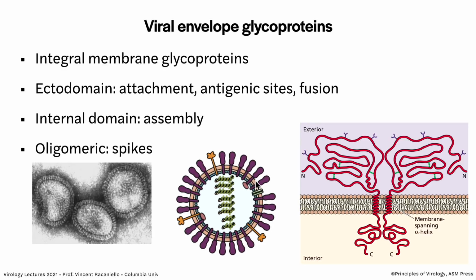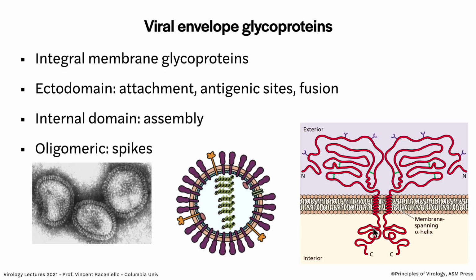But these are integral membrane proteins shown here schematically. We have a bilayer with an exterior part of the protein and a transmembrane part, and then a part that would be in the interior of the cell or the virus particle. And that part is important for assembly.